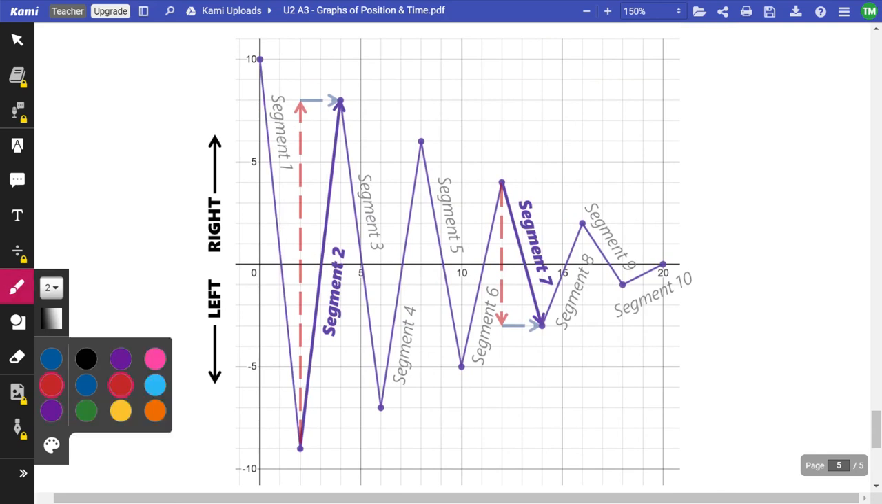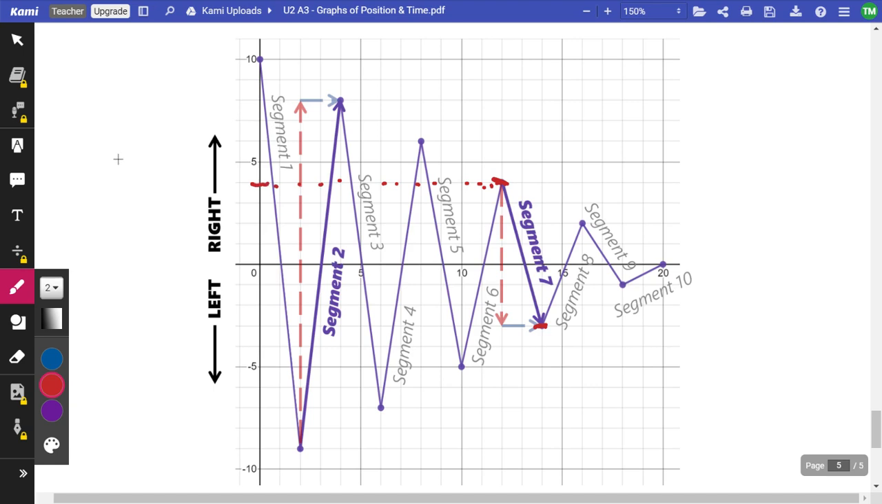In segment 7, we start here and we end here. So let's take this over to the axis and see where we're starting. Okay, we're starting right there. We're ending here.